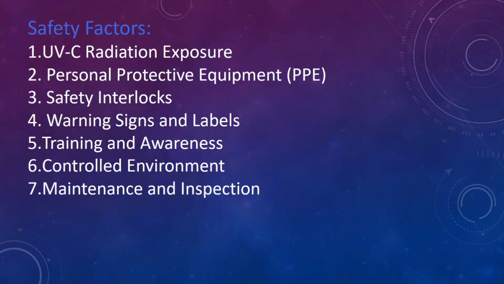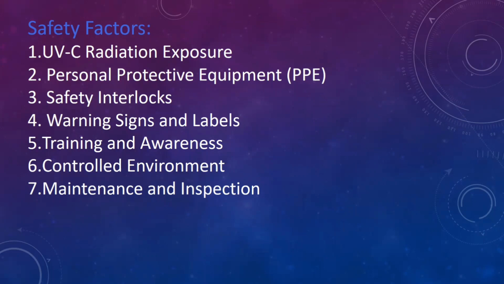Training and awareness. Proper training and awareness programs should be implemented for individuals who operate or work in close proximity to UVC equipment. They should be educated on the potential risks, safety procedures, and emergency protocols. Controlled environment. When using UVC devices, it is advisable to work in controlled environments with limited access. This helps minimize the risk of accidental exposure to UVC radiation by unauthorized personnel.